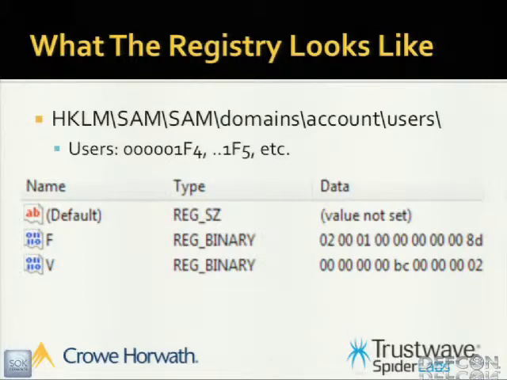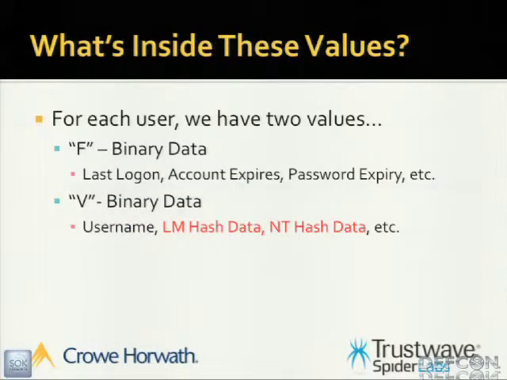So the users' accounts are like 000001F4, 000001F5, et cetera. But it turned out they each had a key, an F key and a V key. And we're like, all right, well, what does that mean? I don't even know. Turns out the F key handles a lot of the policy information.